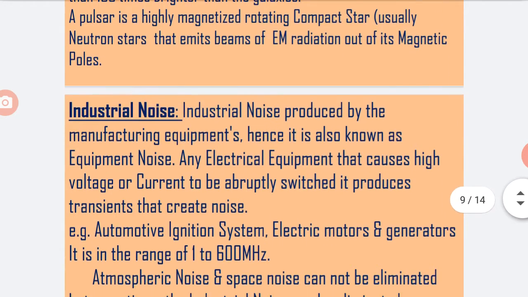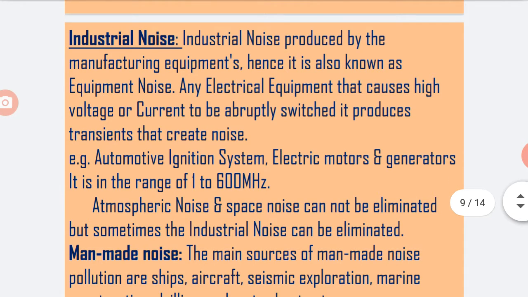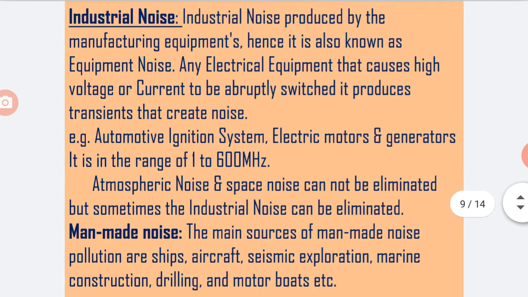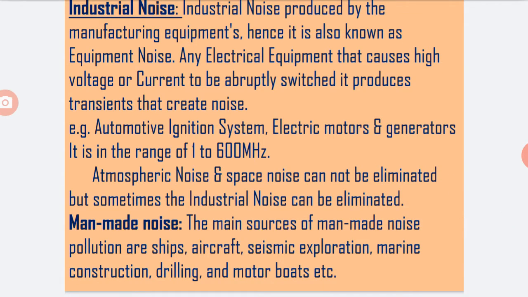So next one is the industrial noise. Industrial noise is produced by manufacturing equipment, hence it is known as equipment noise. Any electric equipment that causes high voltage or current to be abruptly switched produces a transient that creates the noise. So when we switch on or off equipment having very large voltage and large current, there is industrial noise, or when current is switched abruptly, it creates the noise.